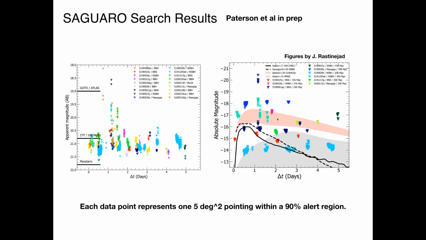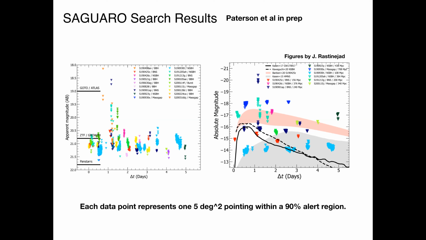And over on the right, I believe we took the median distance for each event, okay? Overplotted some kilonova and other possible counterpart models. And you can see the depth that we're getting to, each of these downward pointing arrows, for each of our events, for each of our individual pointings.